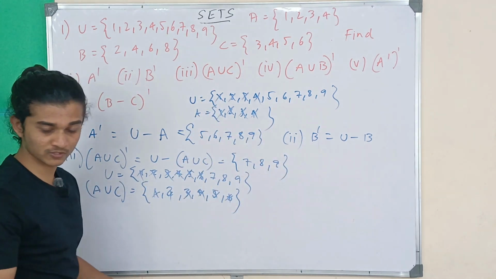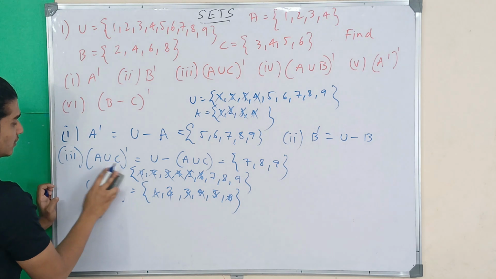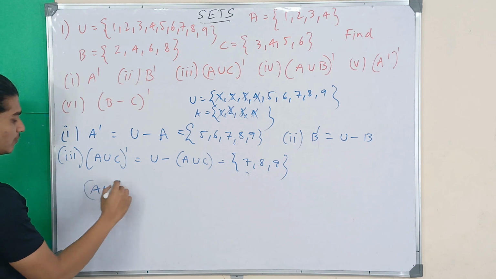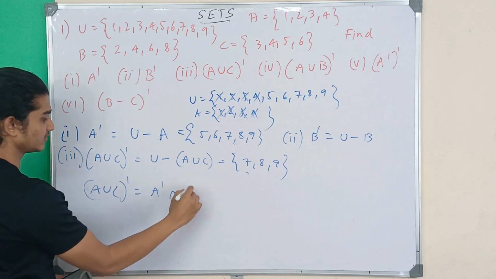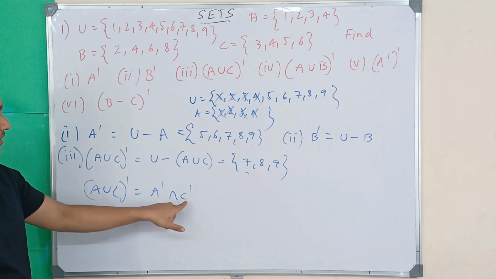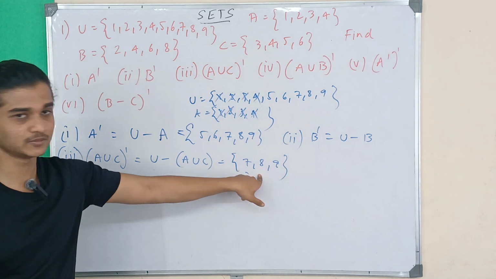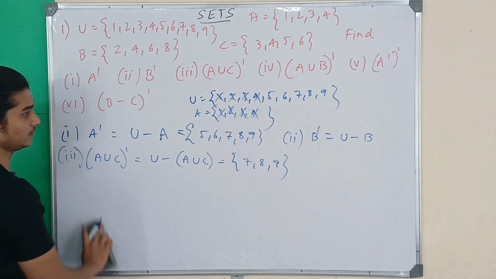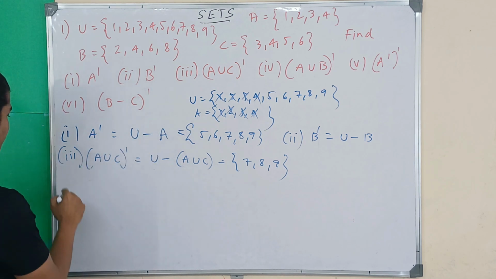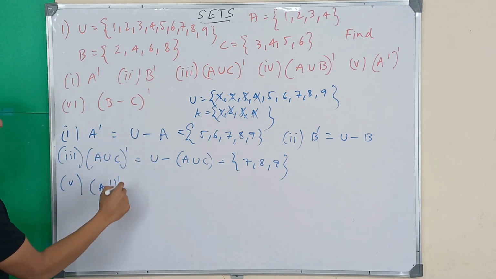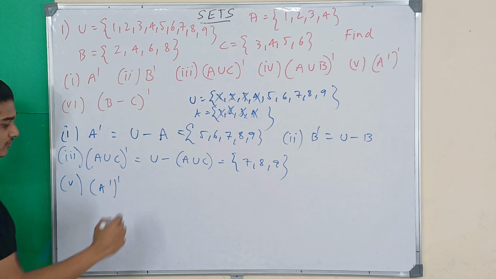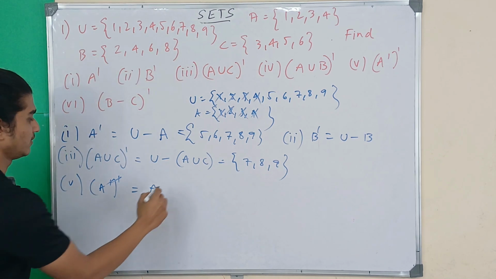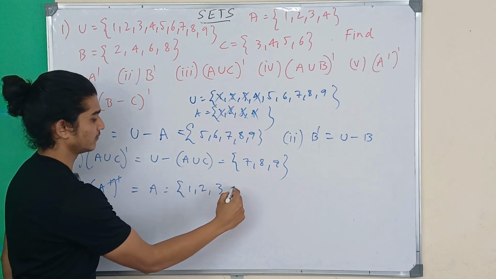You can use De Morgan's law also. It's left to you. How do you solve using De Morgan's law? This (A union C) whole complement I can write as A complement intersection C complement. So first find A complement, then find C complement, and then take the intersection. You're going to find the same elements. So try solving the fourth one, which is similar to the third one. Next is the fifth one, (A complement) whole complement. According to the property, as I told you, these two get cancelled out. Imagine they get cancelled out, and then you get A as your answer, which is 1 2 3 4.